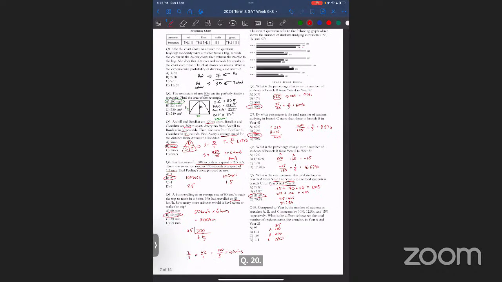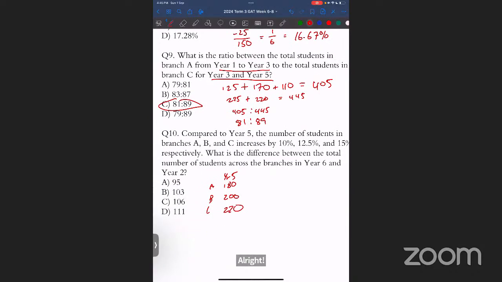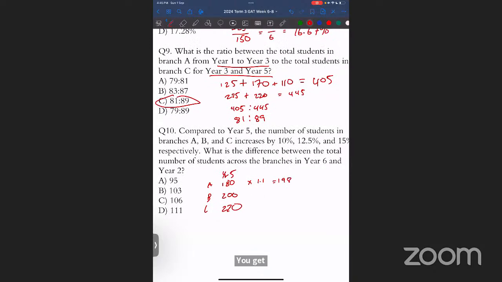All right. And then it says branch A increases by 10%. So to find that value, you multiply by 1.1. Now, why do we do that? You take 100% of all students in branch A in year 5, and you increase it by 10%. So 100% plus 10% is 110%. And 110% as a decimal value is 1.1. So when you multiply that out, you get 198. Branch B, how much does it increase by, Michaela?